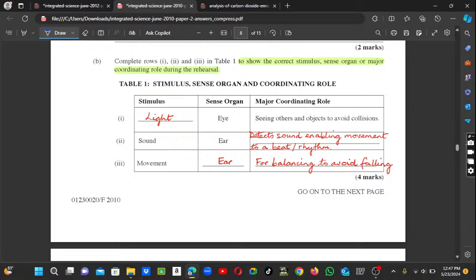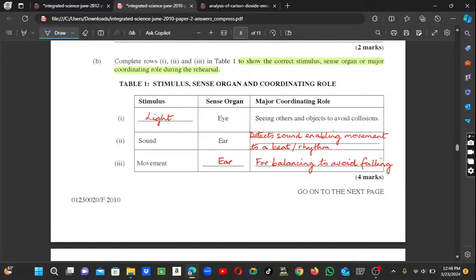So we need to fill in the blank. For light, we know light would be the stimulus, so the sense organ is the eye, which helps us see other objects and avoid collisions. Sound would be detected by the ear. We use our ear to hear sound, and normally what the ear does is detect sound and enable movements to a beat or rhythm.